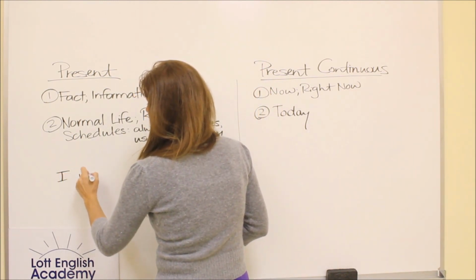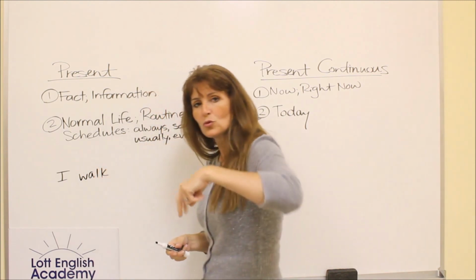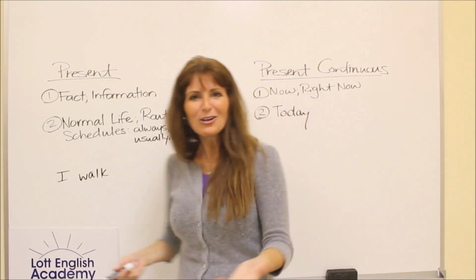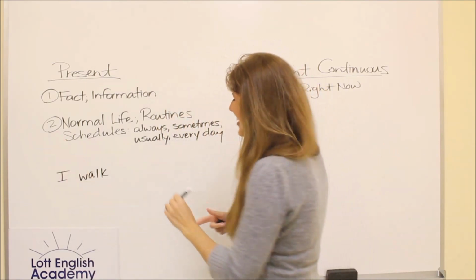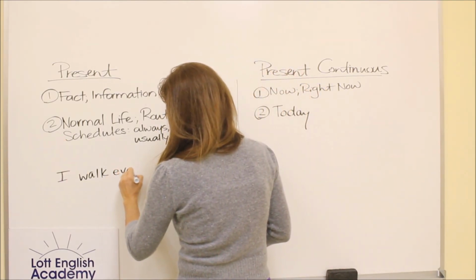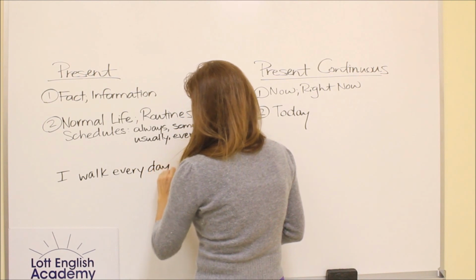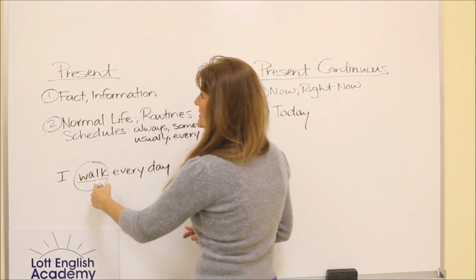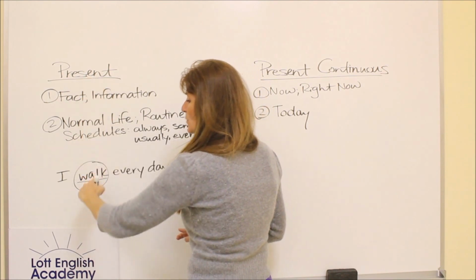For example, I walk every day. Yeah, every day I walk. It's part of my life. I walk every day. It's my normal life. Okay, that's routine. But look here, this is present tense, and it's just one word, one verb.